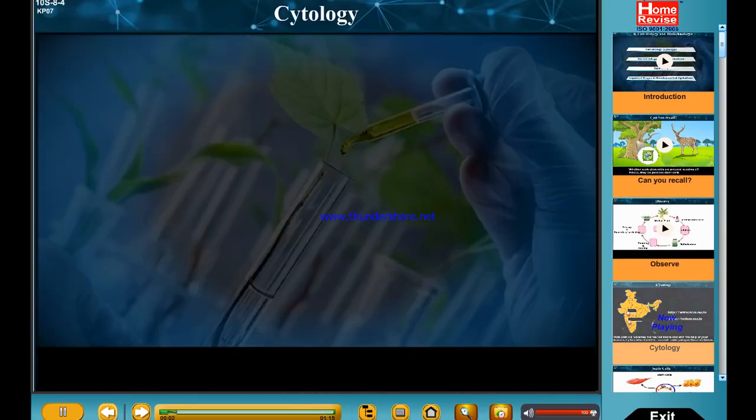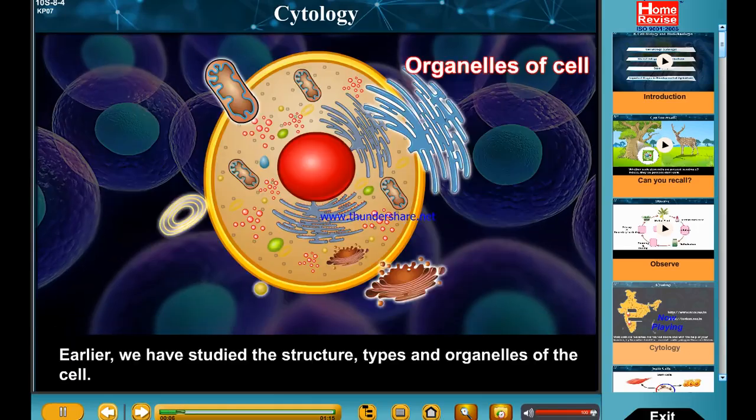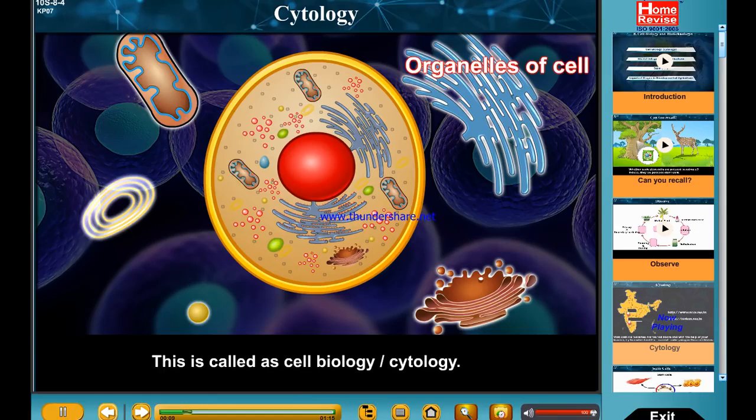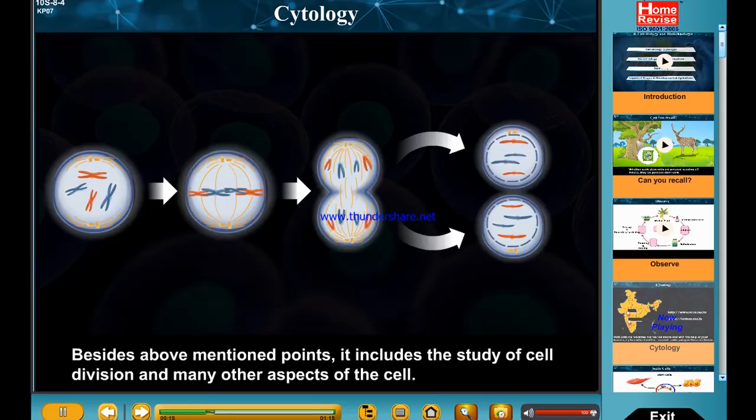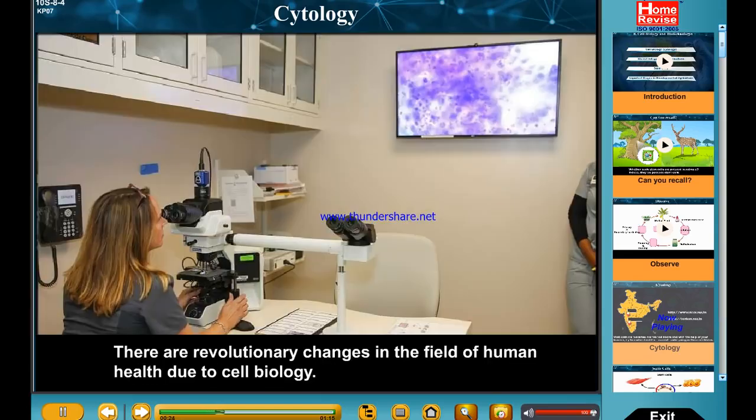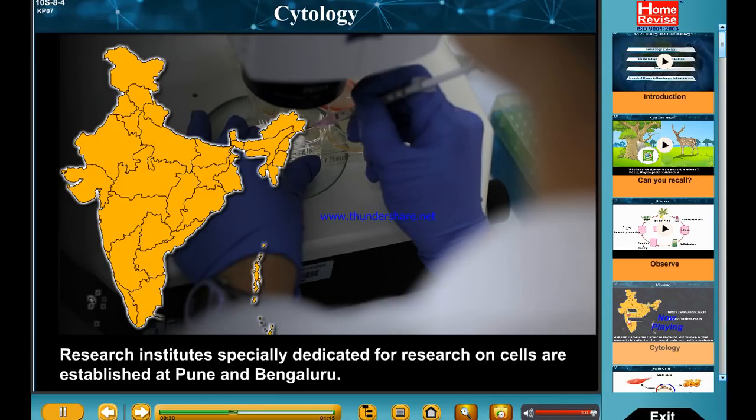Cytology. Earlier, we have studied the structure, types, and organelles of the cell. This is called as cell biology or cytology. Besides above-mentioned points, it includes the study of cell division and many other aspects of the cell. There are revolutionary changes in the field of human health due to cell biology. Research institutes specially dedicated for research on cells are established at Pune and Bengaluru.